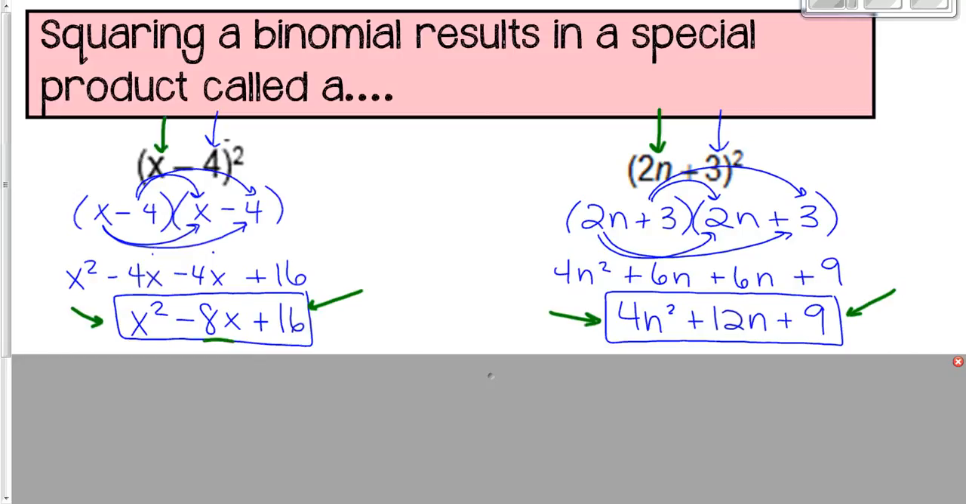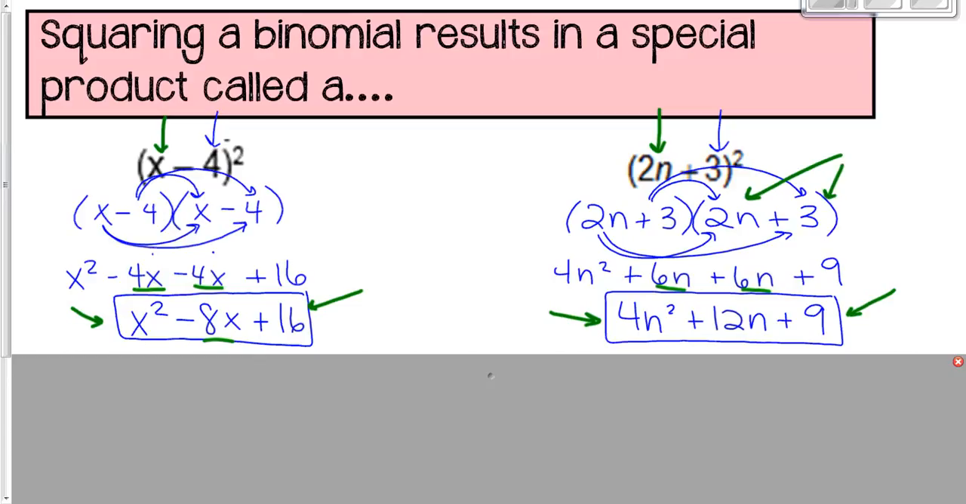But we have to think about this middle term. That's what we forget whenever we try to distribute the square. So that middle term, think about how we got that. Well, on the left-hand side, it was the result of 4x and 4x put together. Over here, it was the result of 6n and 6n put together. Well, how did we get that 4x or that 6n? Well, we multiplied these two things times each other.